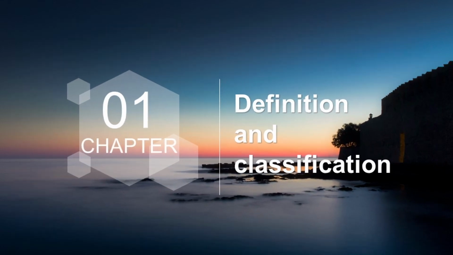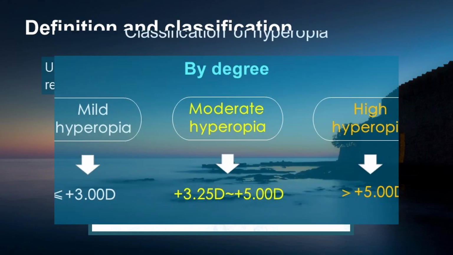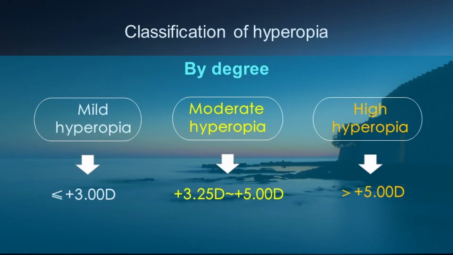First, definition and classification. Hyperopia is the state in which the unaccommodated eye would focus the image behind the retina. Classification of hyperopia by degree is divided into mild hyperopia, moderate hyperopia, and high hyperopia.